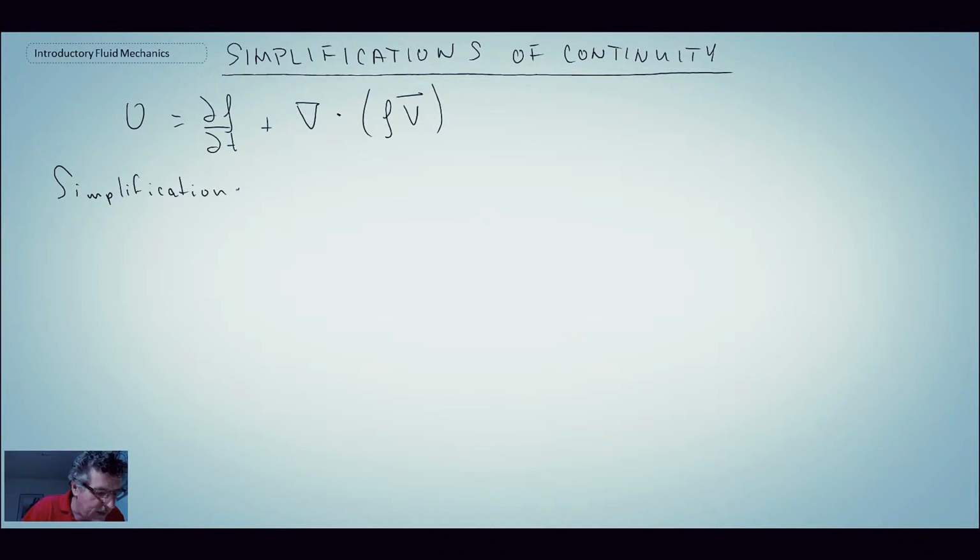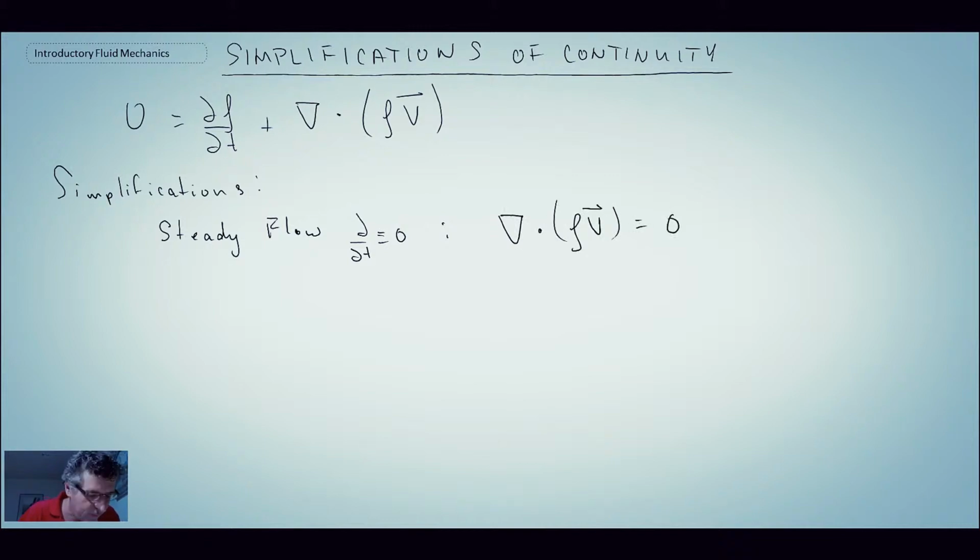Simplifications that we can sometimes come across. First of all, we could be dealing with flow fields that are steady. So if we have a steady flow, then the partial by partial t term would be equal to 0. And what we then end up with is just del dot rho v equals 0.